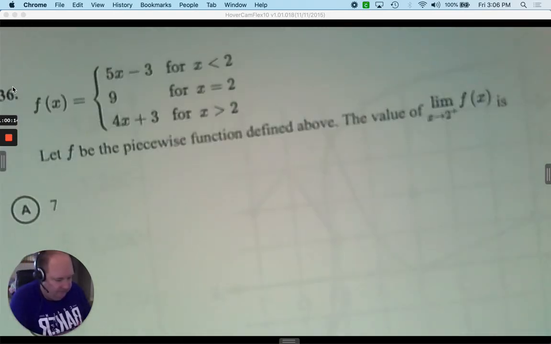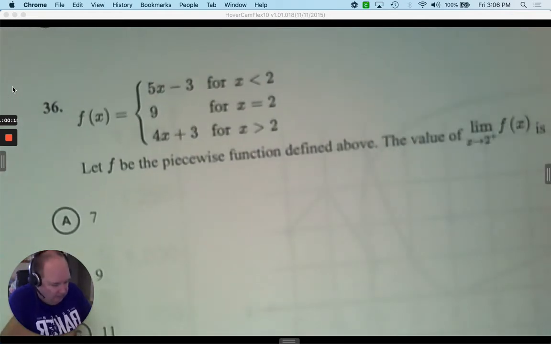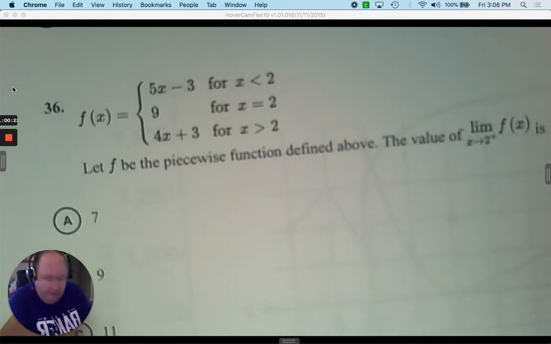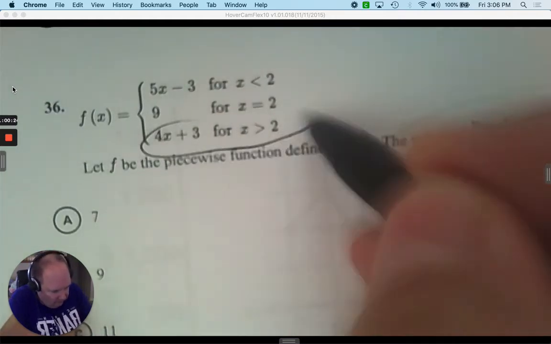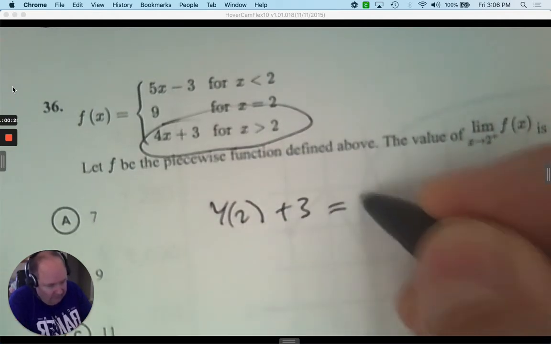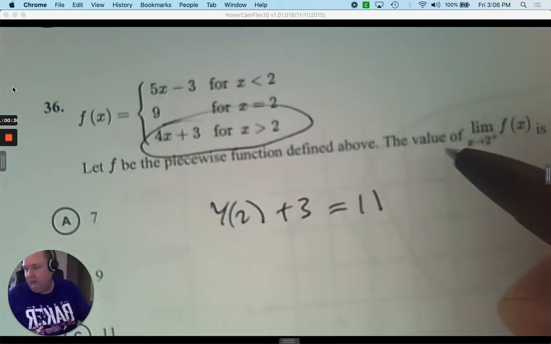All right. Let f be a piecewise function as defined above. The value of x is 2 from the right. What is the answer? So 2 from the right would be here, and you would plug 2 in, and I get the answer 11. Make sure that's right.